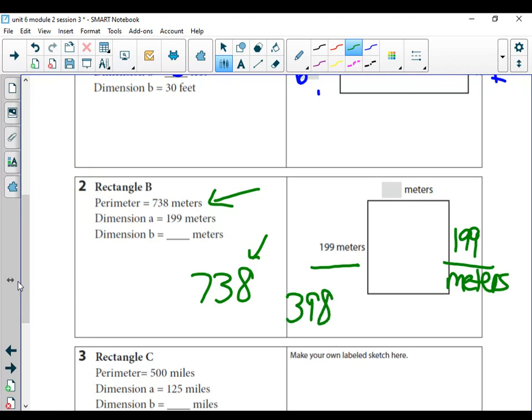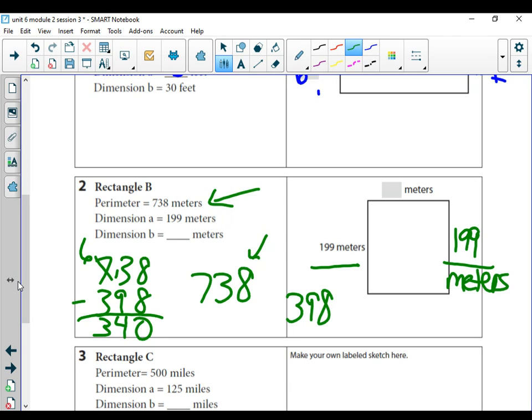So again, I said these are going to be multi-step. They want you to really think about these problems. So 738, take away 398. I'm going to do it like this. Take away 398. I don't want to make a mistake. This is the easiest way for Mrs. G. You can get to it however you want. But I do believe 340. Yep, I do believe 340 is what we have left over.